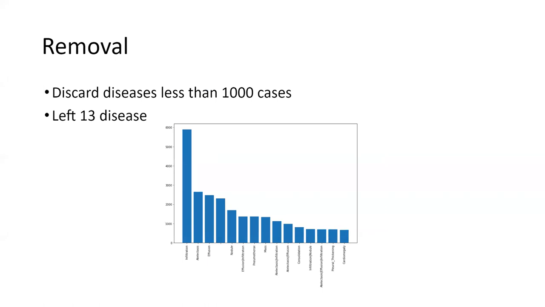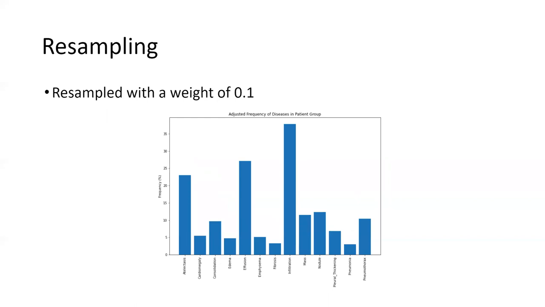First, I will start with a removal operation. I discard the diseases which have fewer than 1,000 cases. And we have 13 diseases left. Then I resample the dataset with the weight of 0.1, and you can see the new dataset.